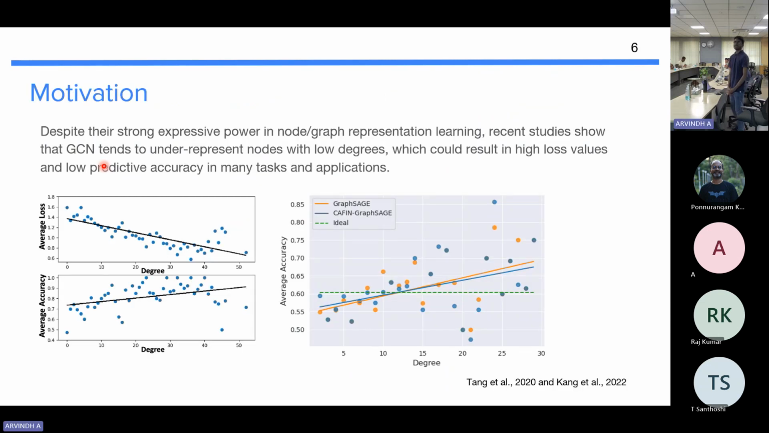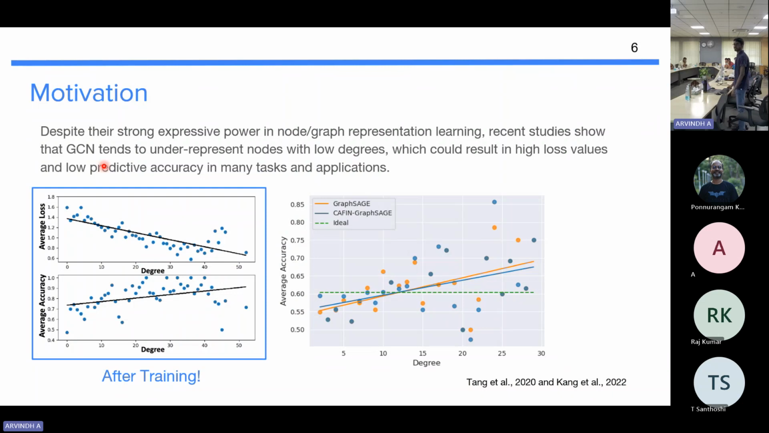Recent studies have shown that GCNs, despite their expressive power and versatility, favor nodes with high degree. This can be seen in the figure on the left. These are the values noted after training. As you can see, the average accuracy on the downstream task is proportional to the degree of the node, and the average loss incurred after training is inversely proportional to the degree, which essentially means that GCNs tend to learn better for nodes with higher degree. This is exactly what we'll be focused on in this work. We just want to make this disparity slightly lower.